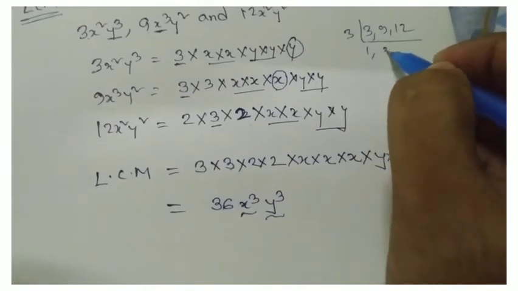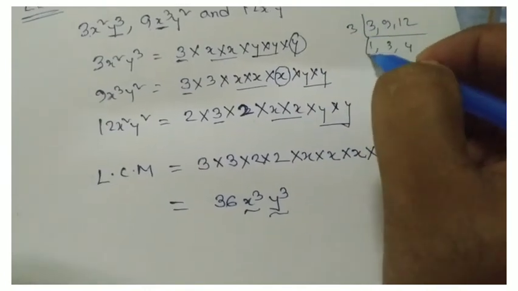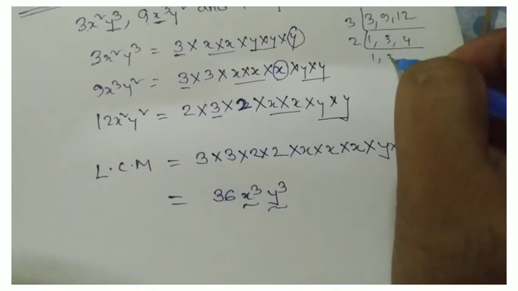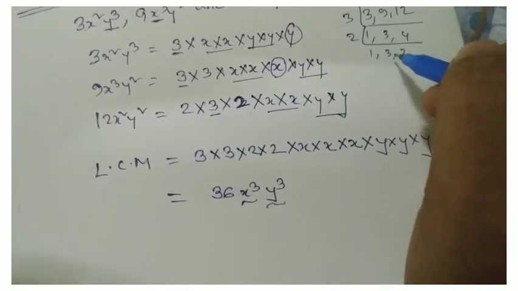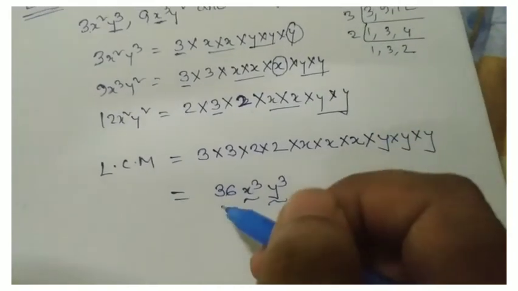3 1s are 3, 3 3s are 9, 3 4s are 12, then with 2 1 3 2. So 3 into 2 is 6, 6 into 3 is 18, 18 into 2 is 36, so 36.